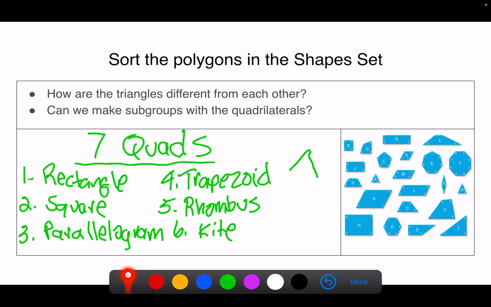All right, erase that. Number 7, the last one, is just what we call a quadrilateral. A quadrilateral is any four-sided shape that's not one of the first 6. An example in our group here would be Q, right here. It doesn't have opposite sides parallel, no 90-degree angles, no sides that are quite the same length, so it doesn't fit in any of the first 6, so we just call it a quadrilateral.